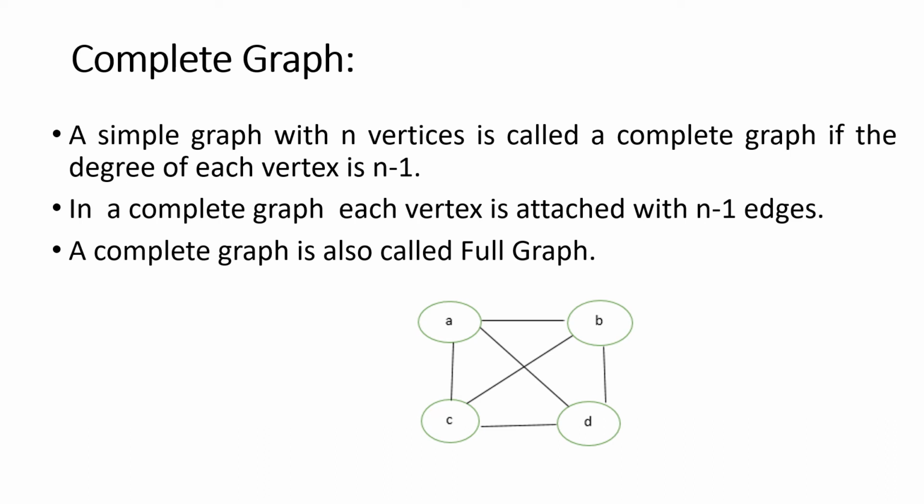So in the example graph, we can see that each vertex A, B, C and D has an edge connected to each of the other vertices. That means the given graph is an example of a complete graph.